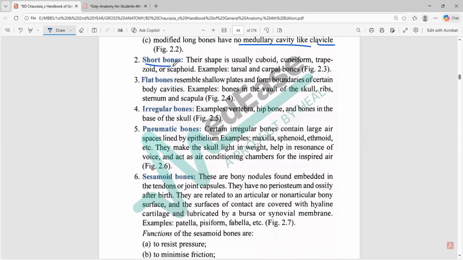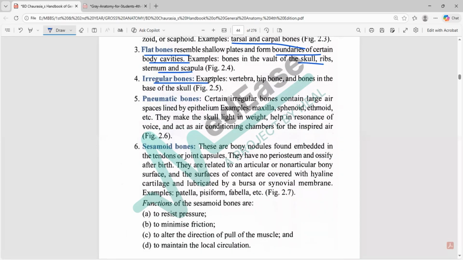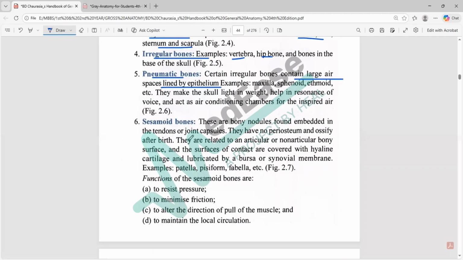Then we have the short bones, which mainly have irregular or rounded appearances, and these mainly include the tarsal and the carpal bones. The flat bones are flat plate-like bones, which surround or form the boundaries of certain cavities of the body. This mainly includes the skull, ribs, sternum, scapula. Then we have the irregular bones, which mainly include the vertebrae and hip bones. Then we have pneumatic bone, which contains large air spaces lined by epithelia.